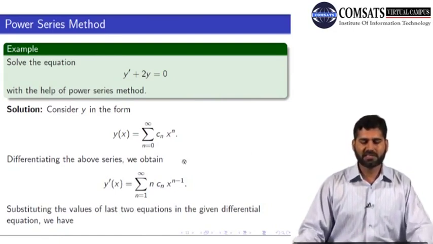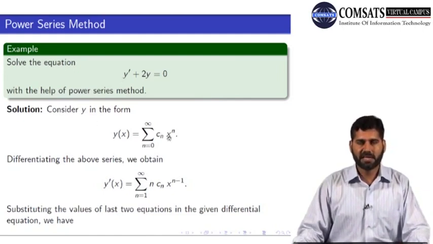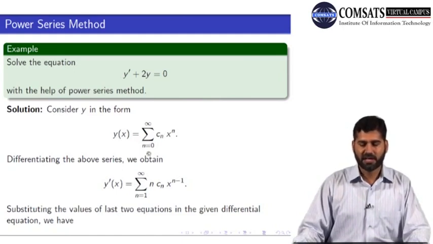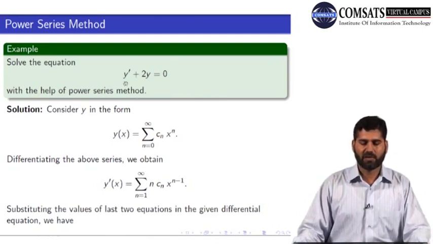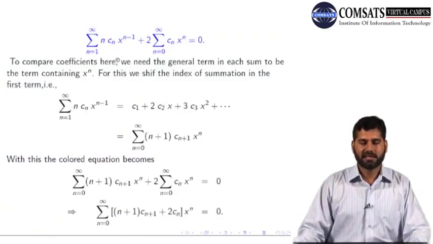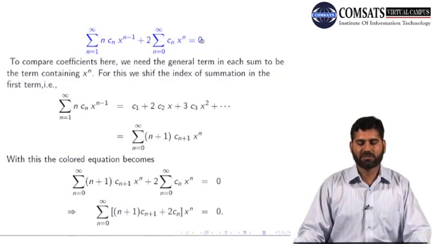Alright, so if we consider y, the solution of the differential equation, in the form of a power series, then we can differentiate the above series and obtain y prime of x, the sum from n equals 1 to infinity of n c_n x^(n-1). Substituting the values of the last two equations in the given differential equation, because this is just a first order ODE, I just need y and y prime. If I replace these two expressions in here, I will get this. This is y prime plus 2 times y equal to 0.